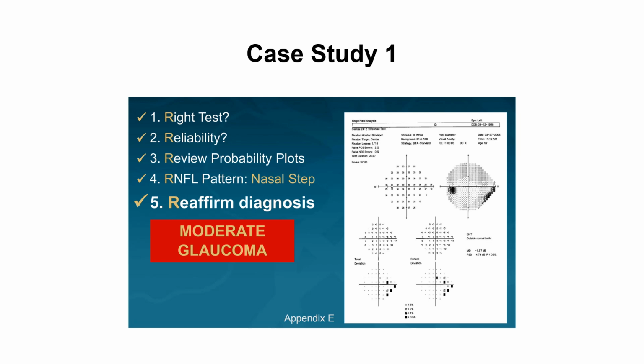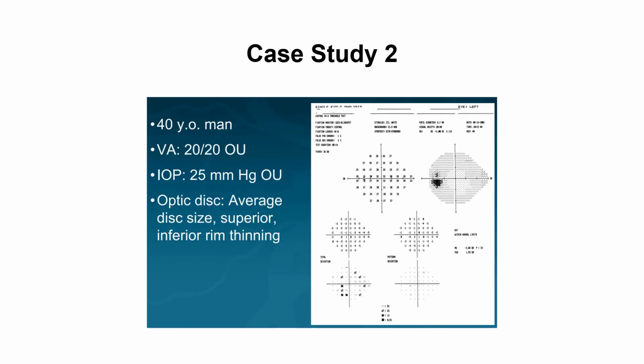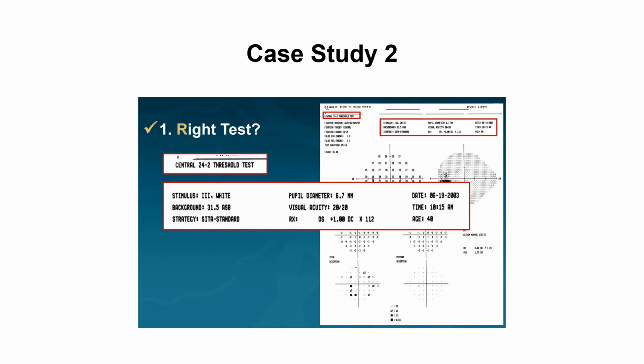Okay, please be focused. The second case is a 40-year-old man with vision 6/6, IOP 25 mm mercury in both eyes, with average optic disc and superior and inferior rim thinning. The first rule: is this the right test? This is a 24-2 threshold test. What are the other parameters? The stimulus size, the background, the strategy, the pupil size. You will check all these points before reading the printout.